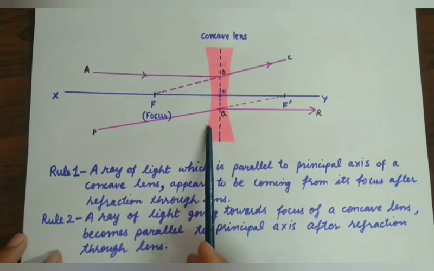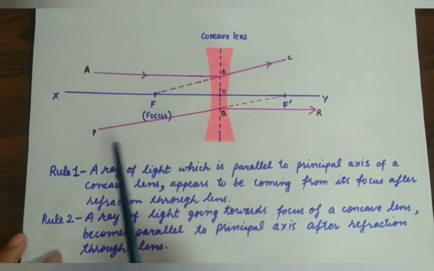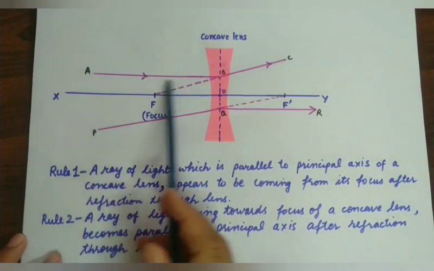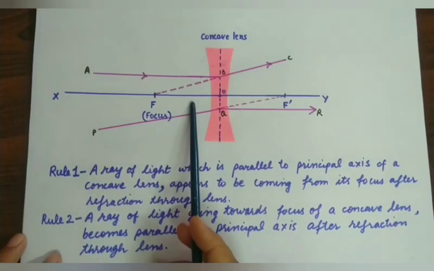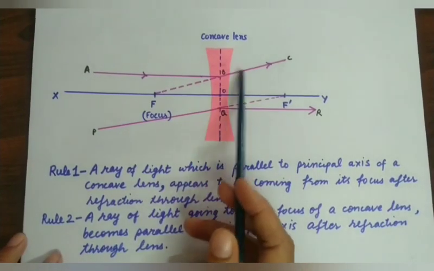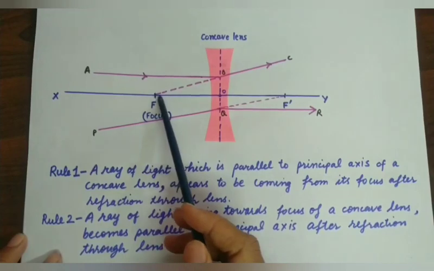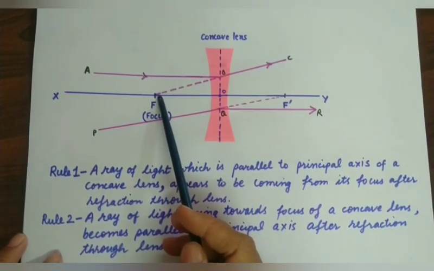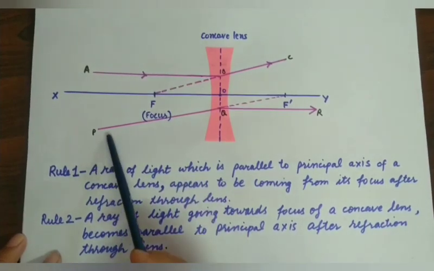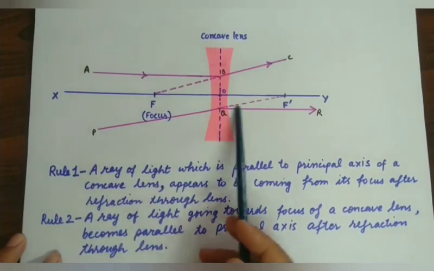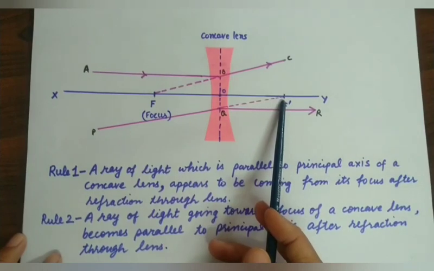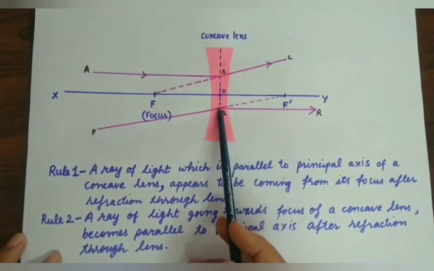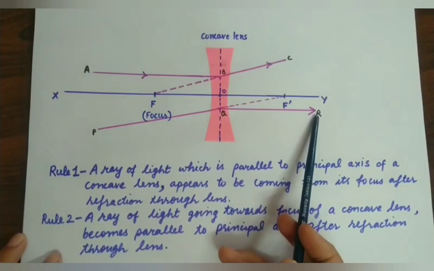Now what are the rules to obtain the image? The first rule is, if a ray of light is moving parallel to the principal axis, then after refraction it appears to be coming from the focus. The second rule is, a ray of light which is going towards the focus of a concave lens becomes parallel to the principal axis after refraction through the lens.